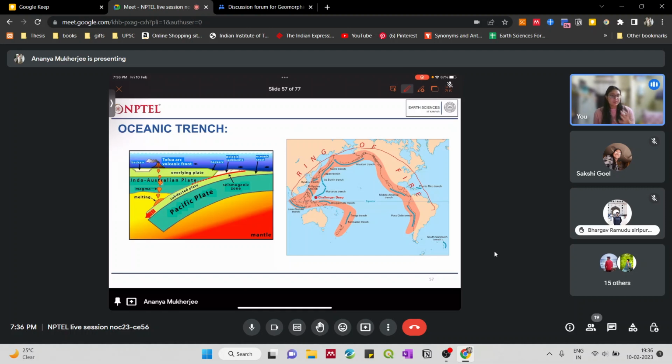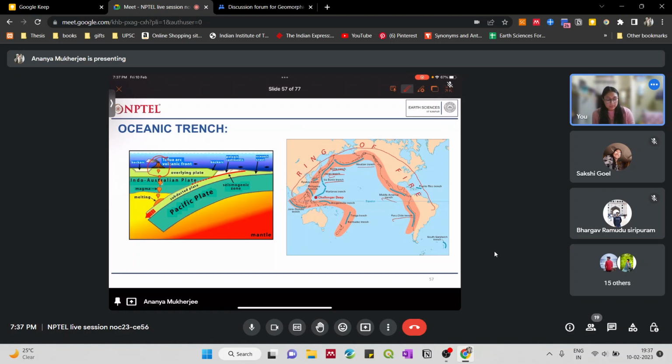So, wherever an oceanic trench is present, there will be an associated volcano also. This entire place, the ring of fire, is the area where you will find most of the subduction zones. All these trenches are formed because of the presence of a subduction zone, and this is a ring of fire because there are volcanoes associated with these trenches that are present over here.